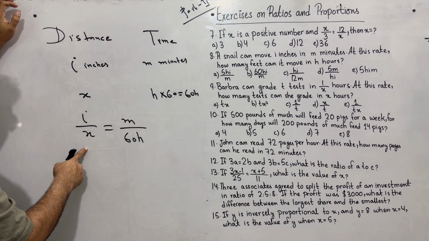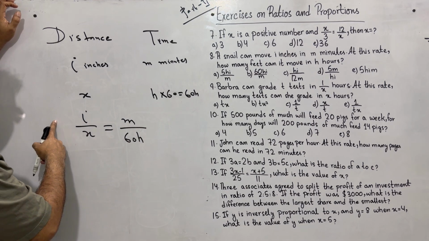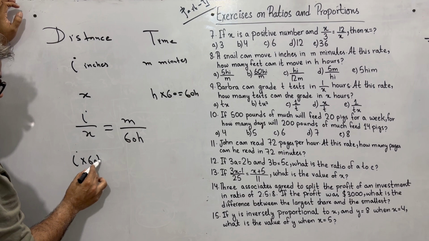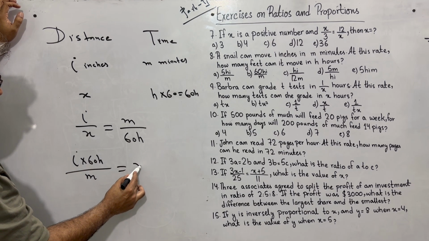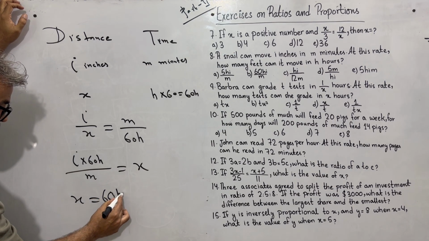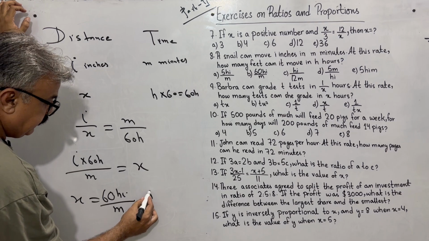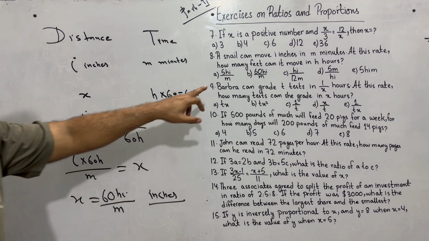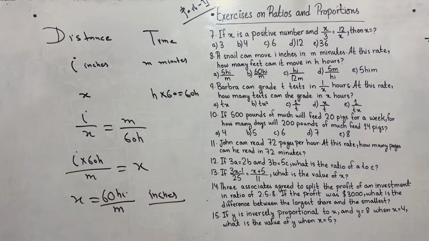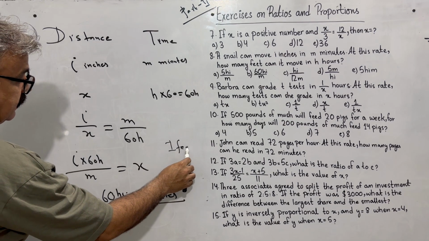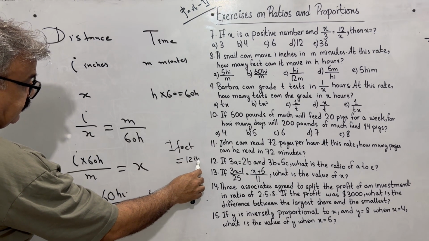Solve for x. Shift x here: 60 is in multiplication, m is in division. We have I times 60h over m is equal to x. So our distance is 60 times hI over m inches. We are asked to give our answer in feet. To convert inches into feet, divide by 12. 1 foot is equal to 12 inches, if I am not wrong.